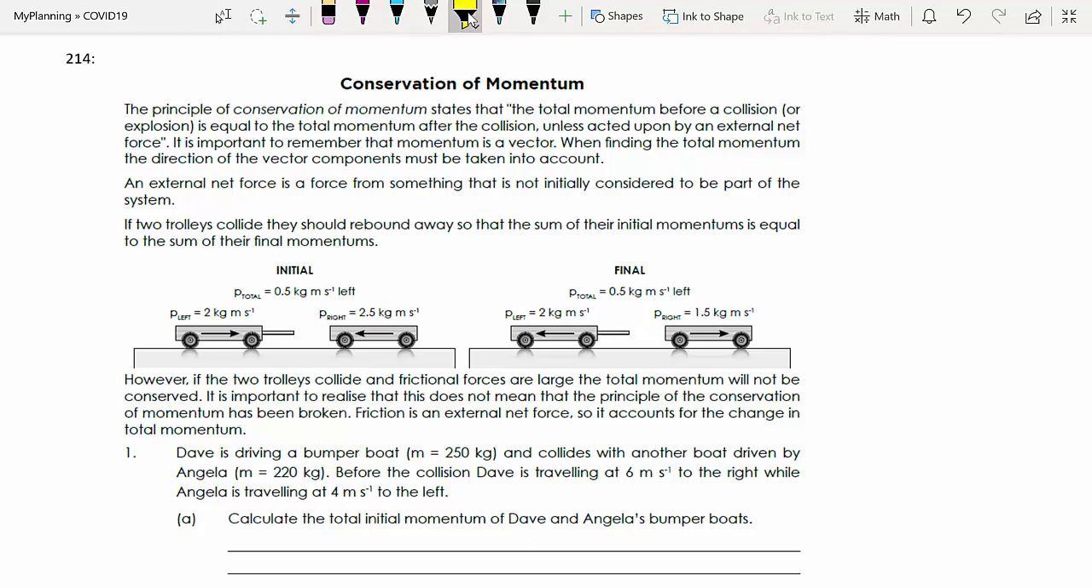Page 214 from SciPAD, Conservation of Momentum, a core component of the Level 2 Mechanics standard. Most years you'll have a question around something on these next couple of pages. The principle of conservation of momentum states that the total momentum before a collision or explosion is equal to the total momentum after. That's the big idea.